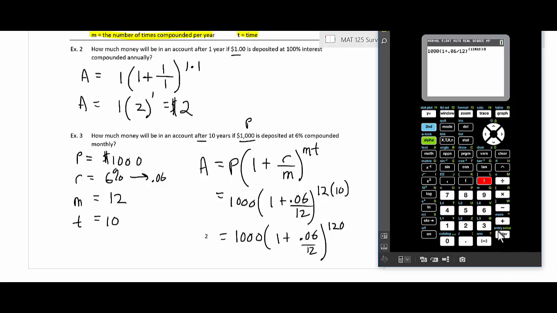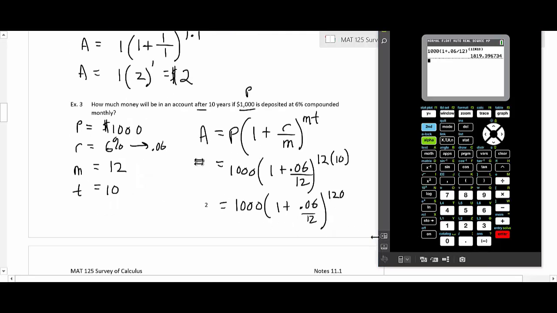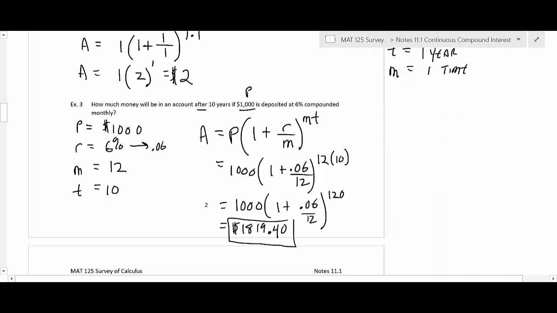Okay, now press enter, and we should expect to get something bigger than 1,000, right? So what you would get is, okay, that's a good deal. That is $1,819, and then I'll round that to 40 cents. Is that what you're getting? How much interest did you make? 819. Right, exactly. So your interest is just going to be this amount minus the principal.